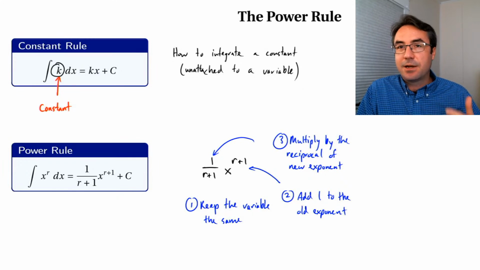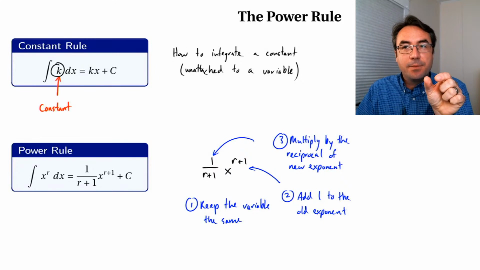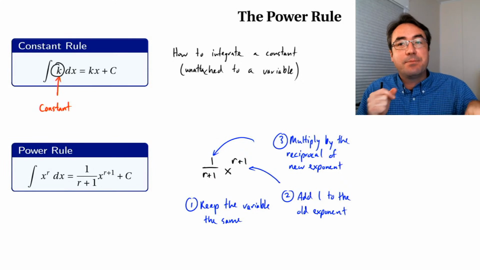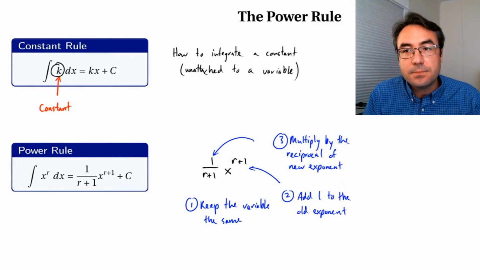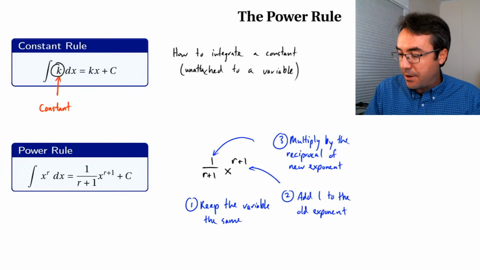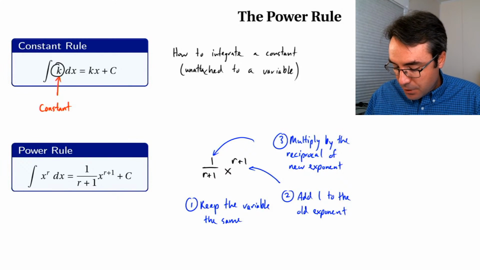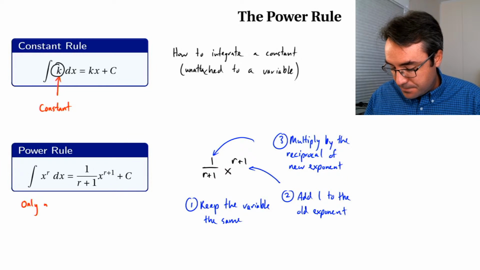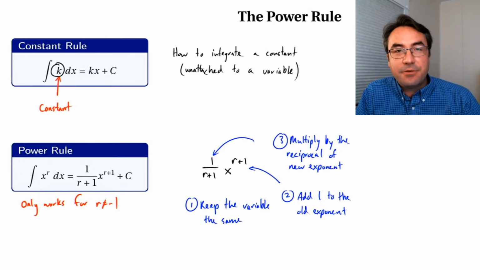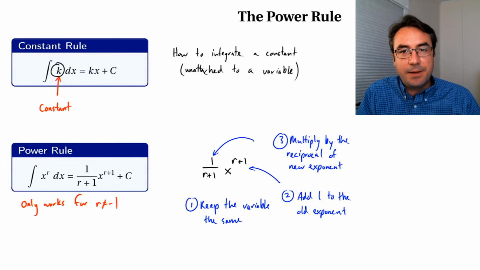So when I do this, I kind of go in that order. Write down the variable, add 1 to the exponent, and then once I have that new exponent, then I put the constant in front. Now there is a word of warning here about our power rule, and this only works for r not equal to -1. So if r is -1, we have a separate rule for that, which we'll see in a little bit.